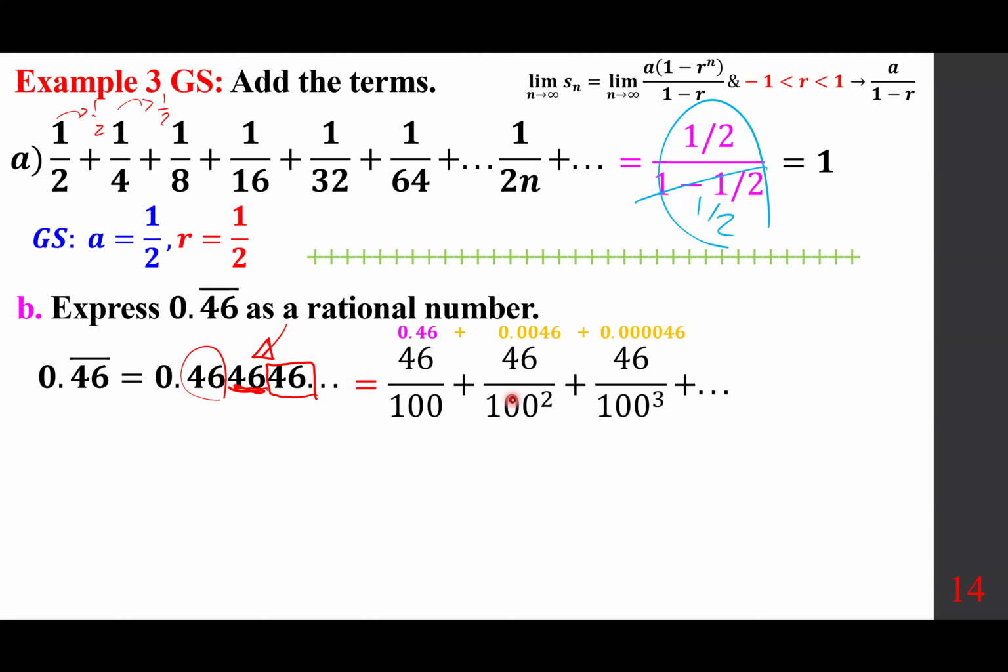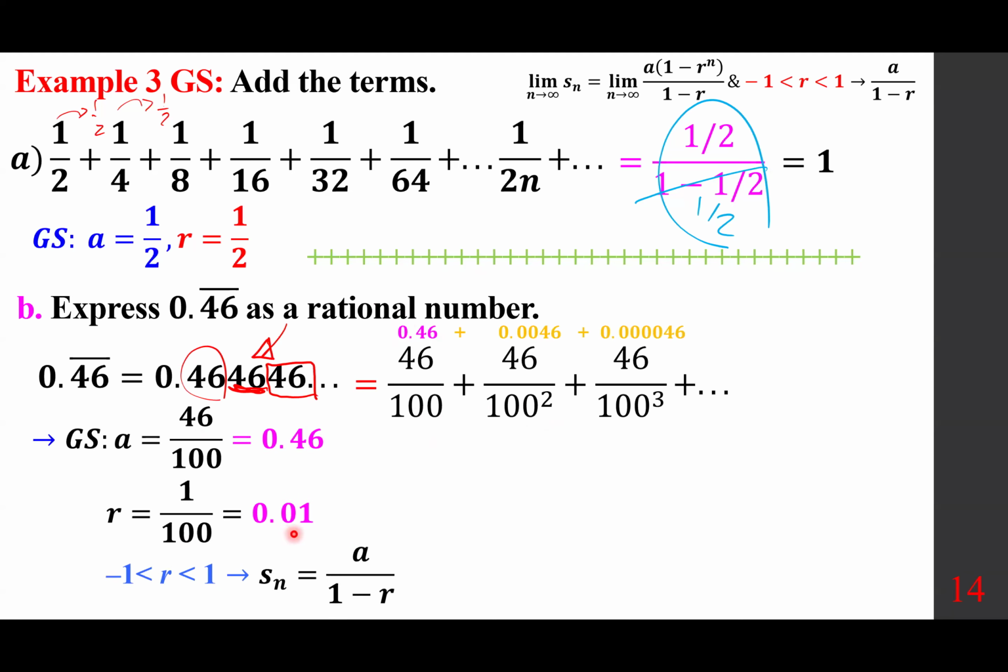But notice this one versus this one, or this one versus this one. It's easier to look at the fraction. This is obviously 100 times larger than this. If the denominator is larger, that means the fraction is smaller by a factor of 1 over 100, or 0.01. So a is the first term, fractional format or decimal format. r is 1 over 100, or 0.01. And because it's between -1 and 1, we're going to go with the easy way out, a over 1 minus r.